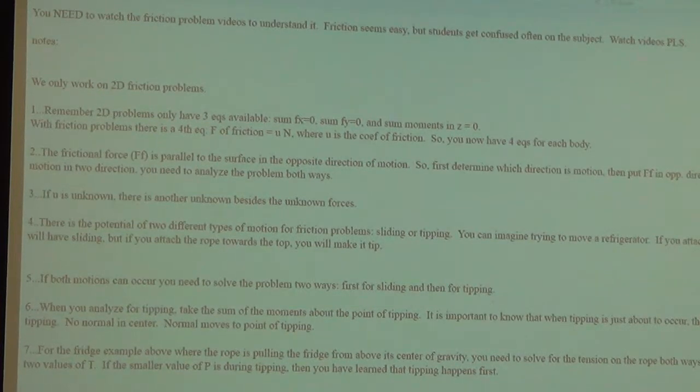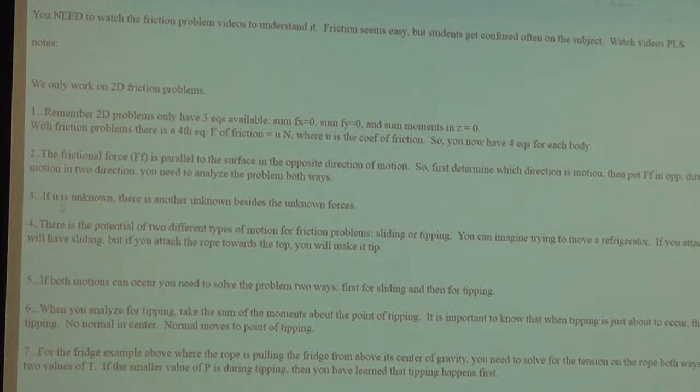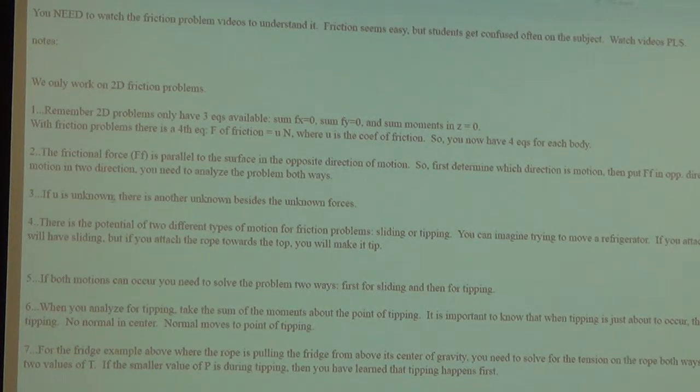Number 3. If mu is unknown, there's another unknown besides the unknown forces, right? In the tables, what do we check for on unknowns when we make up a table? Well, the first column of the table represents what? The forces and the moments that are present, right? And the next column represents what? The magnitude, and the next column represents the direction. So you're always looking for, is the magnitude unknown, is the direction unknown? And that's how you figure out your number of unknowns. But in a case where mu is given as an unknown, you now have another unknown.